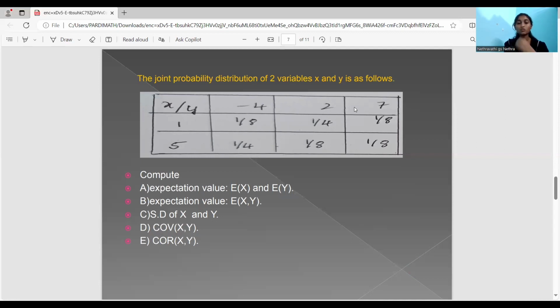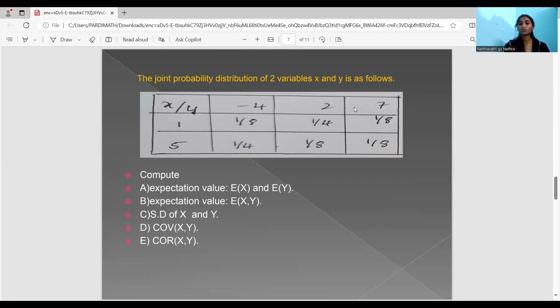The table gives the values of x and y. Here the x values are -4, 2 and 7 and the y values are 1, 5. The entries 1/8, 1/4, 1/8 and 1/4, 1/8, 1/8 represent the joint probability distribution values. That is, 1/8 refers to J11, 1/4 refers to J12, 1/8 refers to J13, and 1/4 refers to J21, 1/8 refers to J22, and 1/8 refers to J23.